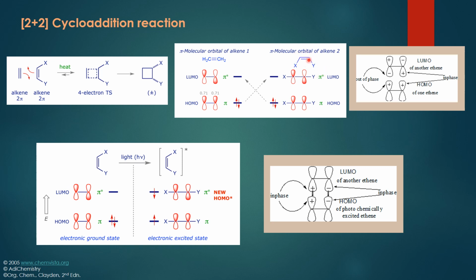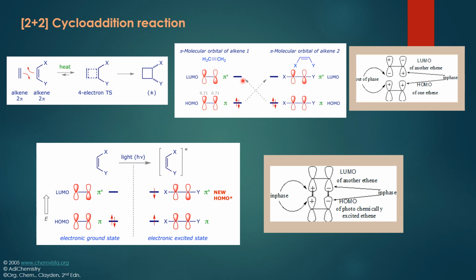In the normal case, the 2 pi electrons enter the low energy pi molecular orbital, and thus this forms the HOMO, and the upper pi star antibonding molecular orbital, that is vacant, is the LUMO for the second alkene. So for the first alkene and the second alkene, that is, for the first 2 pi component and the second 2 pi component, both have HOMO as pi molecular orbital and LUMO as pi star molecular orbital. This is the case for heat, the thermal condition.